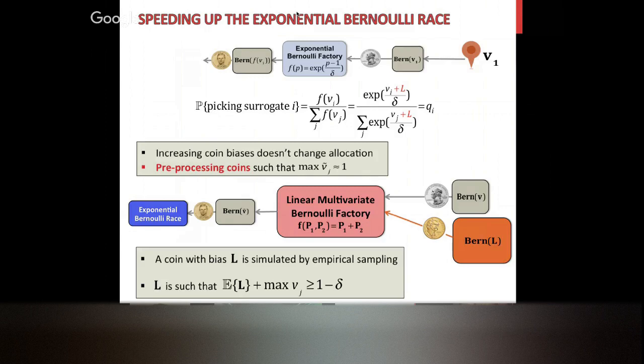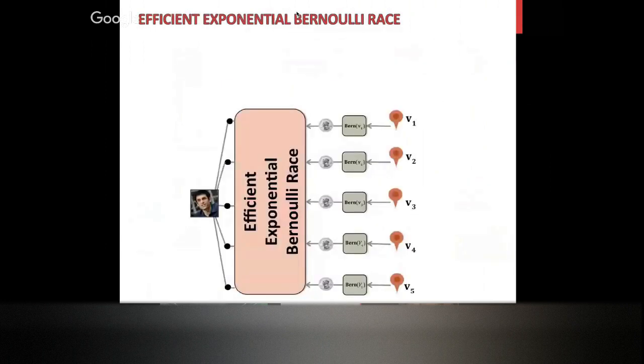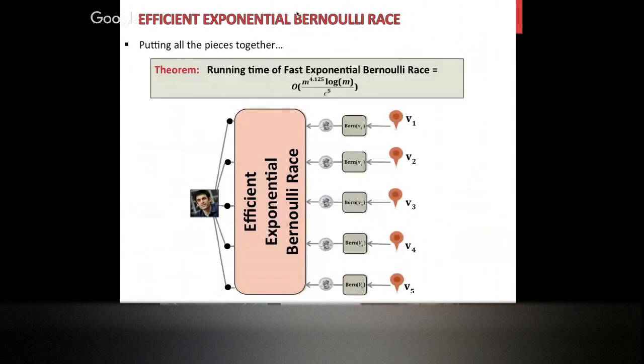And now you mix these coins with the help of the multivariate Bernoulli factory that we have for the summation, and then you can do the entire reduction. So if you put all the pieces together, then you get a fast exponential Bernoulli race that has a running time which is polynomial in m, the number of the surrogates, and 1 over epsilon.